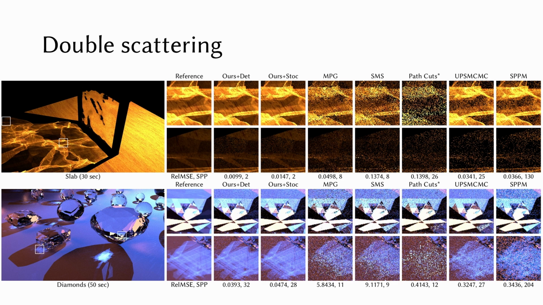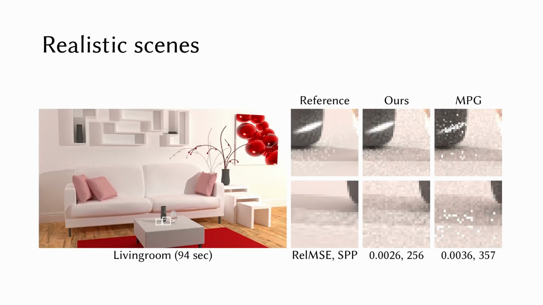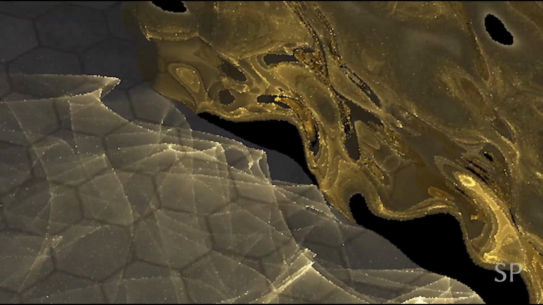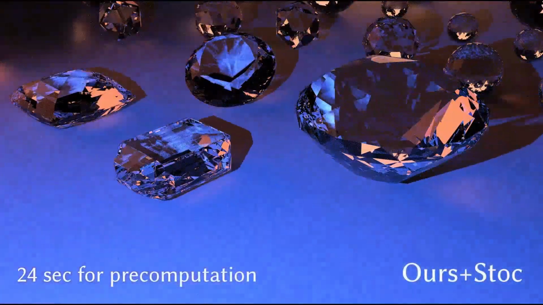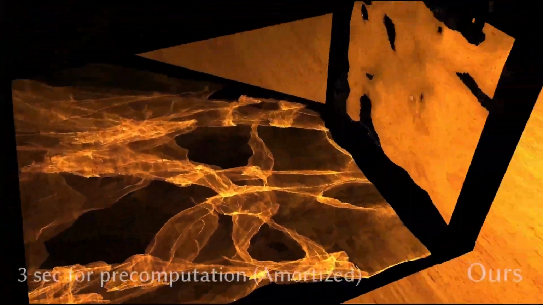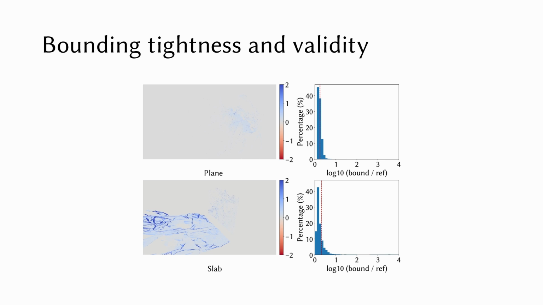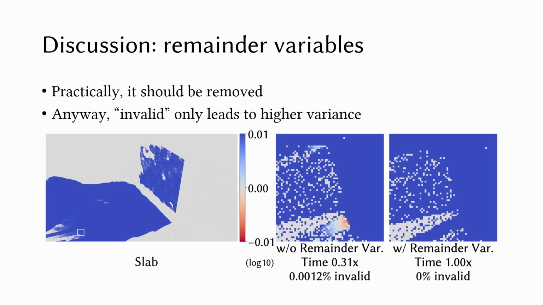Besides planar receivers, we also run our method on realistic scenes with more complex receivers. This animation also shows our method is temporally stable, thanks to our accurate modeling and extensive pre-computation. Recall that we use remainder variables to keep the bound valid when we do all kinds of approximations. This aligns with our theoretical focus.